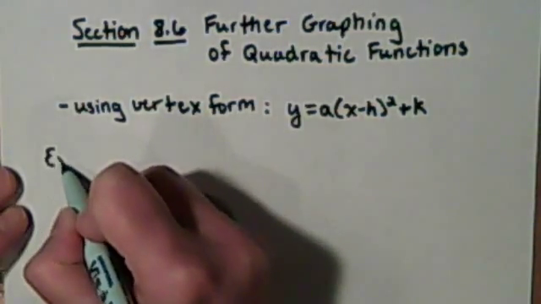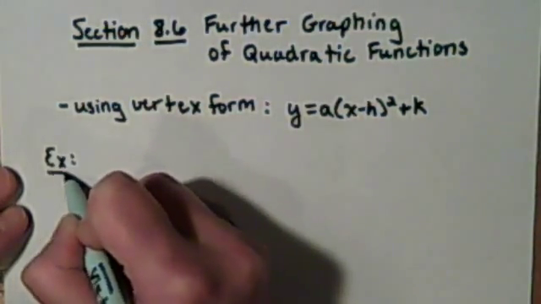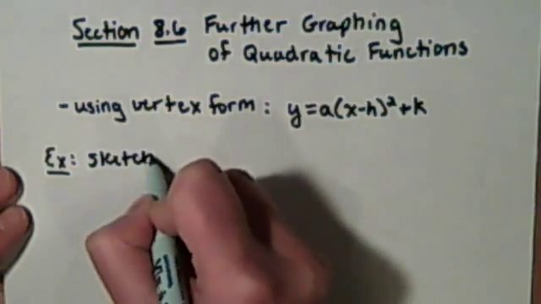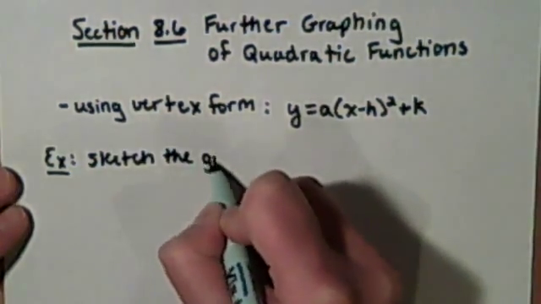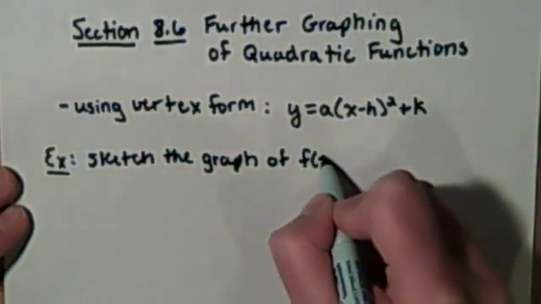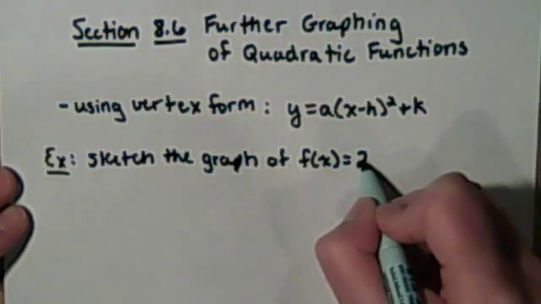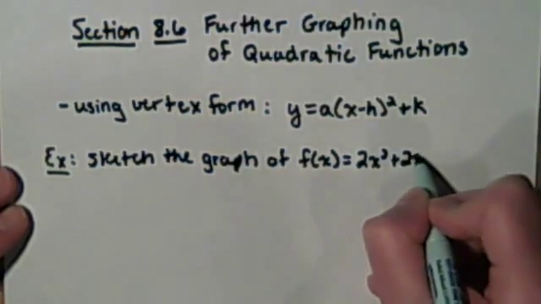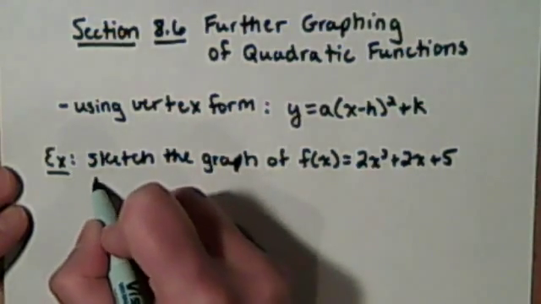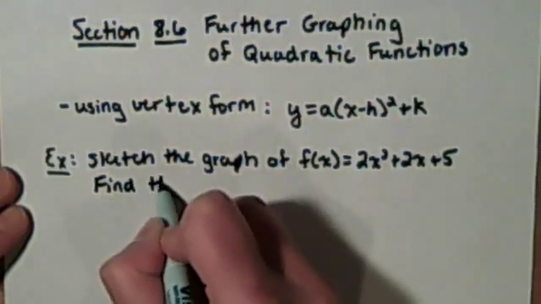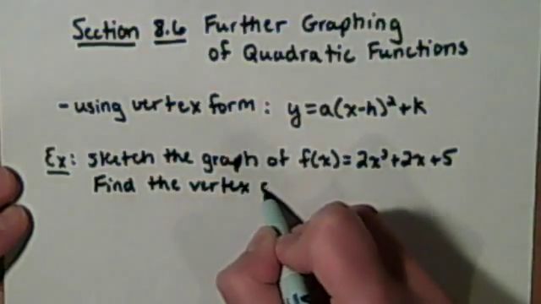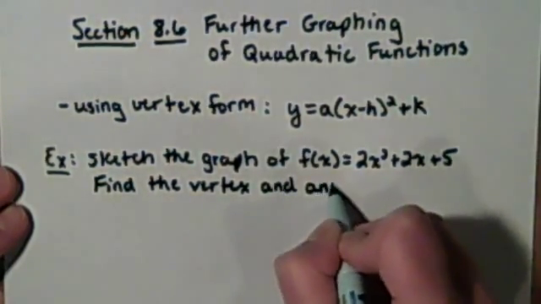This one will be a little bit different than the other example that I did for you. So I want to sketch the graph of f of x is equal to 2x squared plus 2x plus 5. And as before, I want to find the vertex and any x and y intercepts.